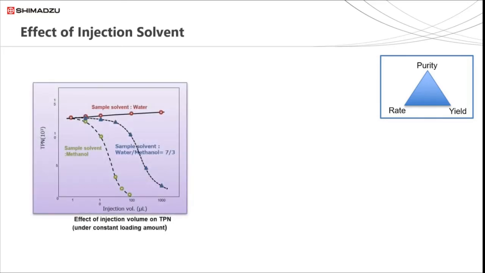This graph shows the effect of injection solvent strength and volume against the number of theoretical plates in a column. Again, let's assume this is a reversed phase method, and you can see that 100% water has little effect on plate number as the volume increases. But 100% methanol, or a 70-30 mix of water methanol, significantly decreases plate numbers as injection volumes increase.